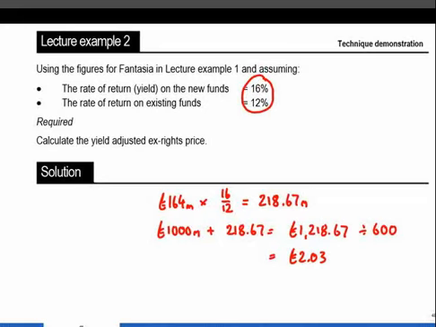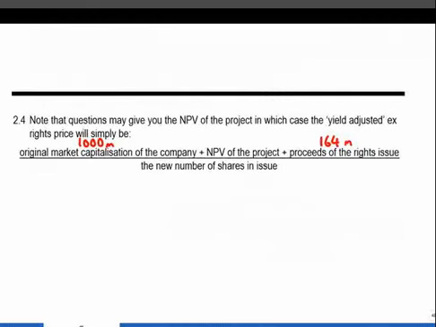If in the previous lecture example you'd been told instead that the project that was going to be developed by the proceeds of the rights issue was going to give an NPV, a net present value, of 54.67 million, then you would have worked out the same yield adjusted ex-rights price by taking the original value of the company, its market capitalisation, adding on the proceeds of the rights issue, which we know to be 164 million, and then adding on the net present value of the project. Divide by 600 million shares in issue, and again that will give you £2.03.